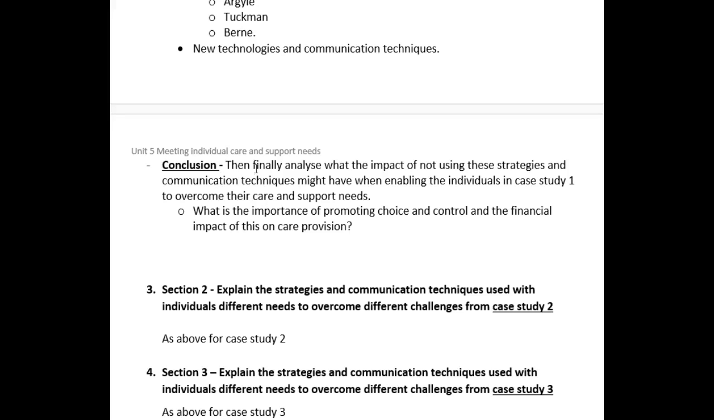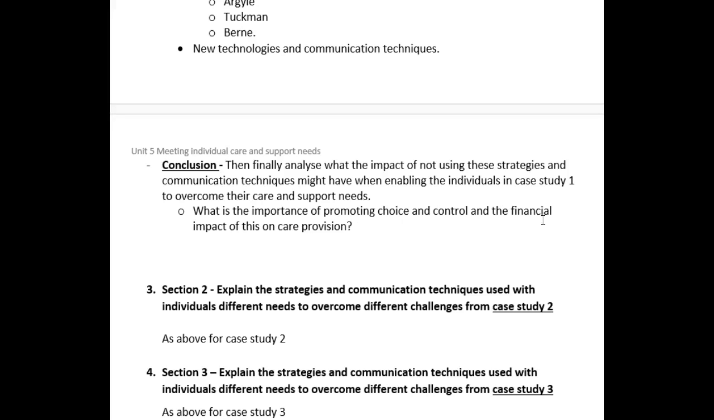So this is your merit element here. Basically, analyse what impact not using these strategies and communication techniques might have when enabling the individuals to overcome their care and support needs. So you're thinking really about the importance of promoting personalisation, and the importance of using those techniques in ensuring that service users' challenges are met and overcome.